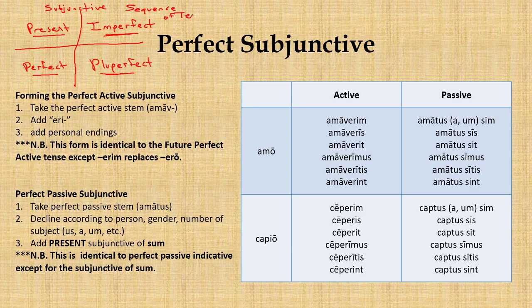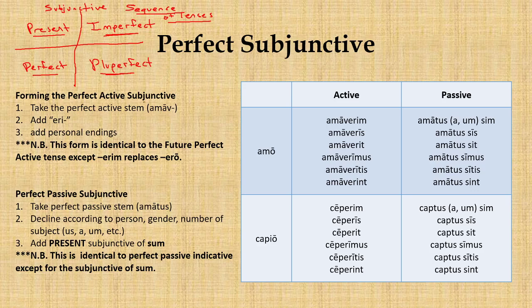So I don't want to spend too much longer on this idea, but I want to sort of introduce you to the idea that the present and the imperfect function together in a similar way. They're both based on the present stem, and the perfect and the pluperfect also function similarly, and they're both formed off of the perfect stem.